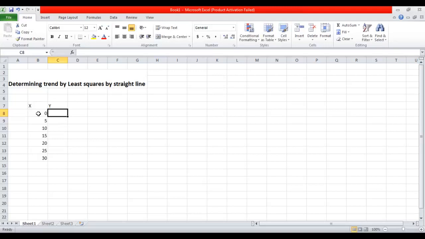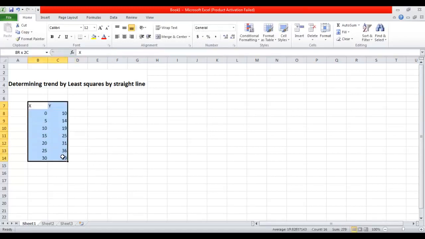Next, the different y values are 10, 14, 19, 25, 31, 36 and 39. After entering your values, for this given data, you have to fit a straight line. How do we fit the straight line?